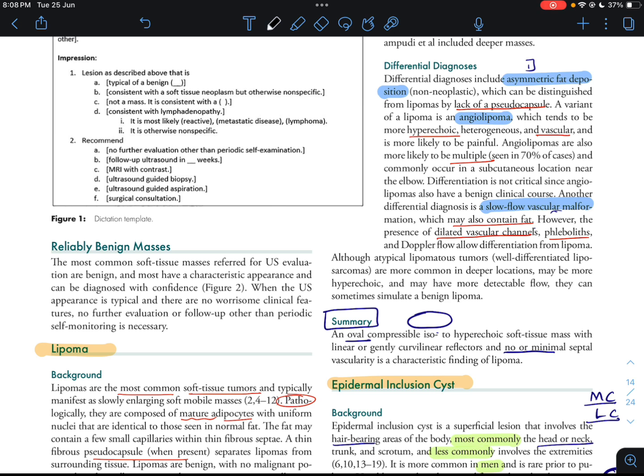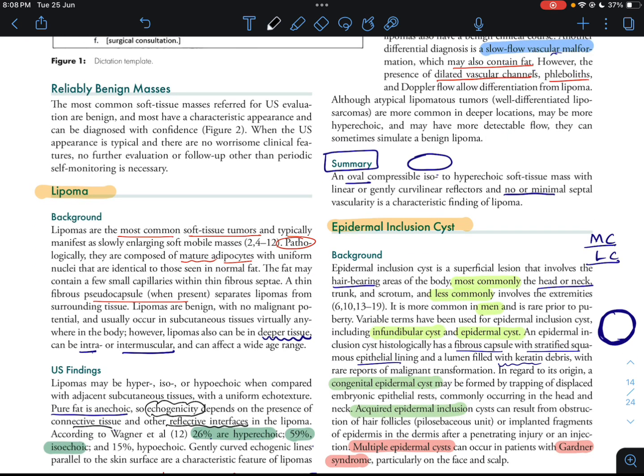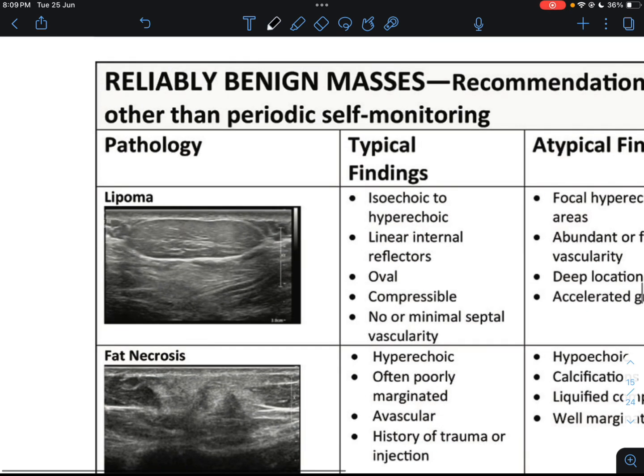In summary, lipoma will be an oval, and because it's fat, it is a compressible, iso to hyperechoic soft tissue mass with linear or gently curvilinear reflectors, that is fibrous septa within the mass, and doesn't show any vascularity or sometimes minimal septal vascularity. These are characteristics of lipoma. In this image we can see a case of lipoma which is oval. It is almost isoechoic to hyperechoic, and we can see fine linear curvilinear septa which are parallel to the skin surface, and this will usually be compressible.